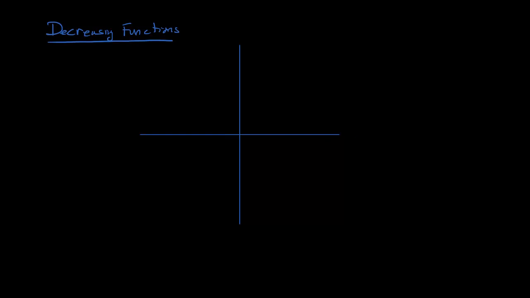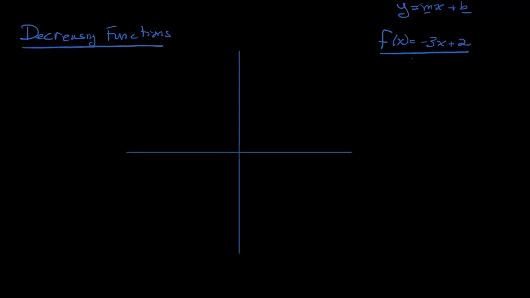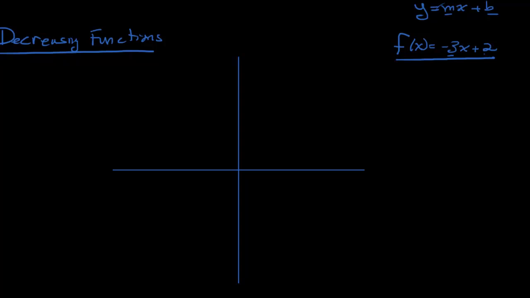A function that is always decreasing could be a linear function. So if I were to give you the function f of x is equal to negative 3x plus 2, this is a linear function, and it's in the form y equals mx plus b, or f of x equals mx plus b. Notice here our slope would be equal to negative 3, and our y-intercept would be 2. So we know that it would intersect the y-axis at positive 2.